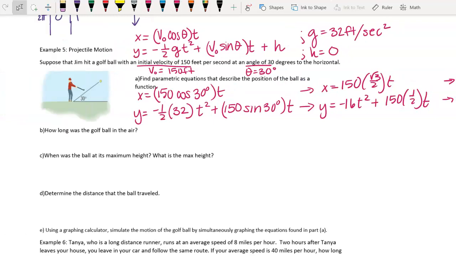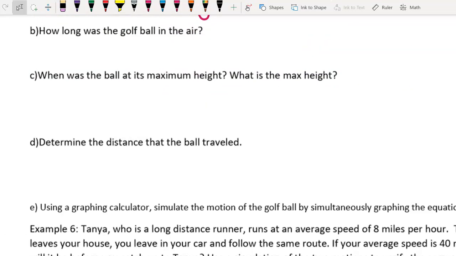B. Okay. Brayden, help us read B. How long was the golf ball in the air? So let's talk about x and y. Parametric. X represents what? Horizontal or vertical for x? Horizontal. Horizontal displacement, horizontal distance. Y represents the height of the ball, vertical distance of the ball based on time. Okay. B said how long was the golf ball in the air?